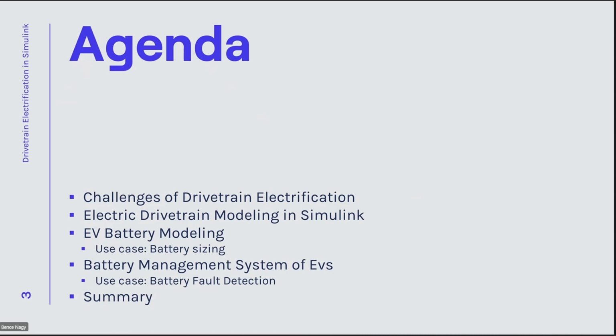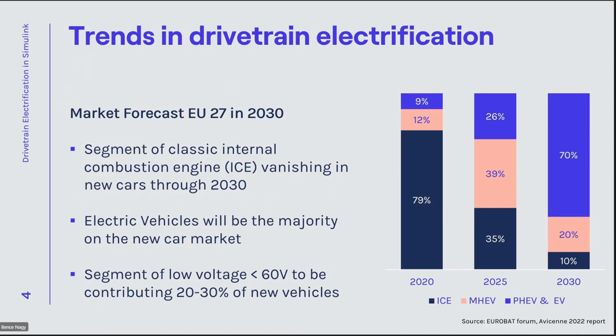So if we want to talk about challenges of drivetrain electrification, we will have to take a look at the trends that are present in the drivetrain electrification market. On the right part, you can see a market forecast for the European region by 2030, and you can see a figure there. With dark blue, you have the internal combustion engine market share, and rose color represents the mild hybrid vehicles, and the light blue represents the plug-in hybrids and the electric.